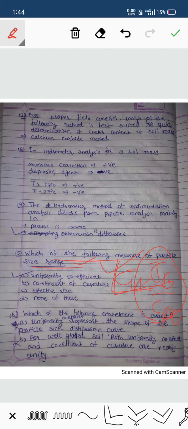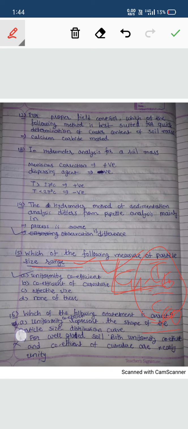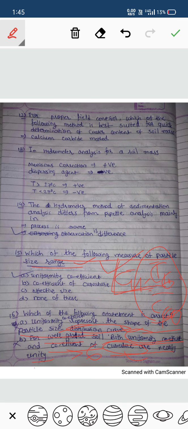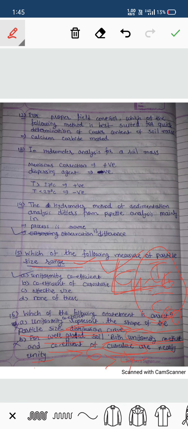The uniformity coefficient does not represent the shape of the particle size distribution curve, and the particle size distribution curve is not determined by Cu. For well graded soil, both the uniformity coefficient and the coefficient of curvature are mainly unity. Curvature may be unity, but for well graded soil Cu is not unity. For sand it should be greater than 6, and for gravel it should be greater than 4. So you should remember this.